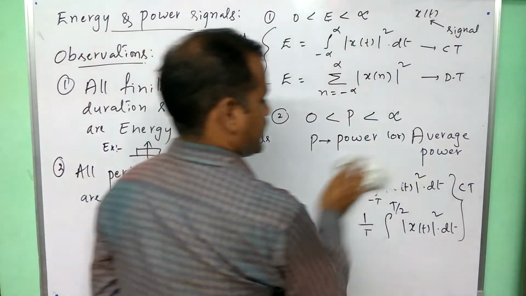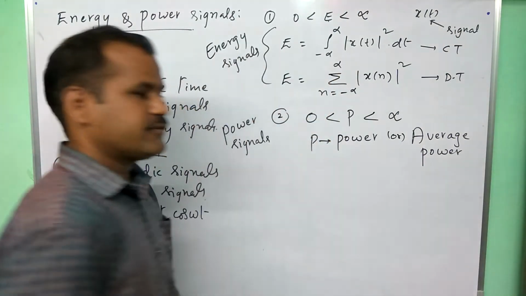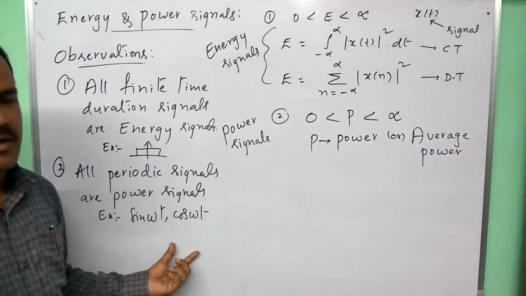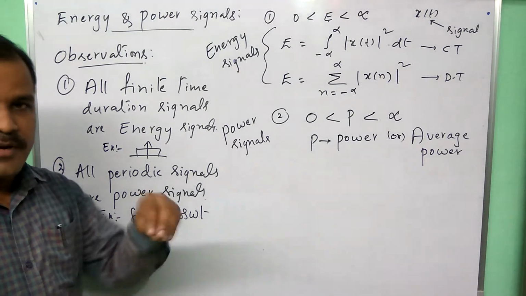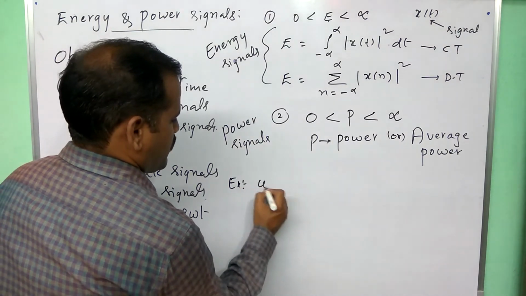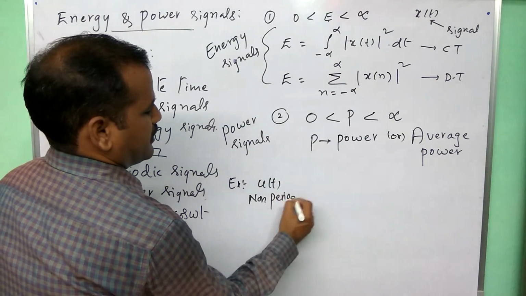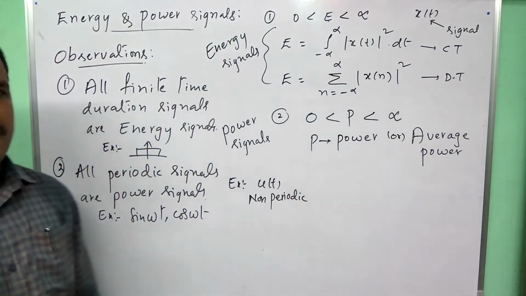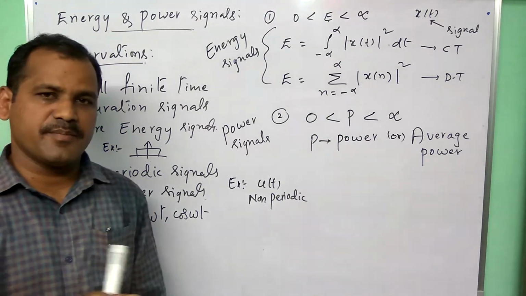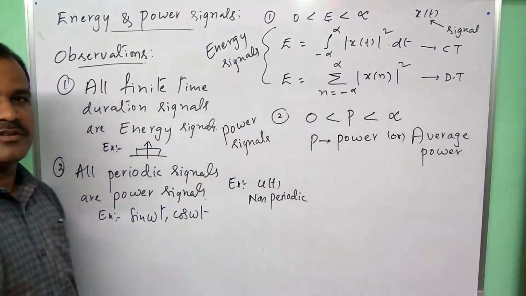But that doesn't mean the signal must be periodic to be a power signal. So a periodic signal is a power signal, but there is no condition that it must be periodic. Because if we take the example u of t, it is a non-periodic signal but a power signal. Here the signal is non-periodic but a power signal; there the signal is periodic and a power signal. So a power signal can be either periodic or non-periodic. But all periodic signals must be power signals.